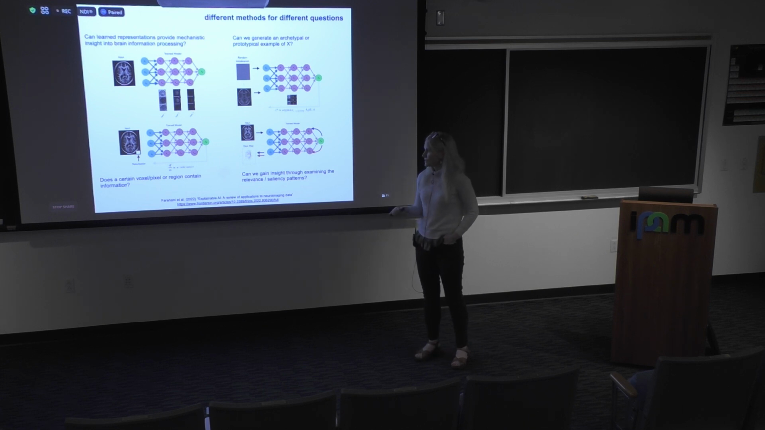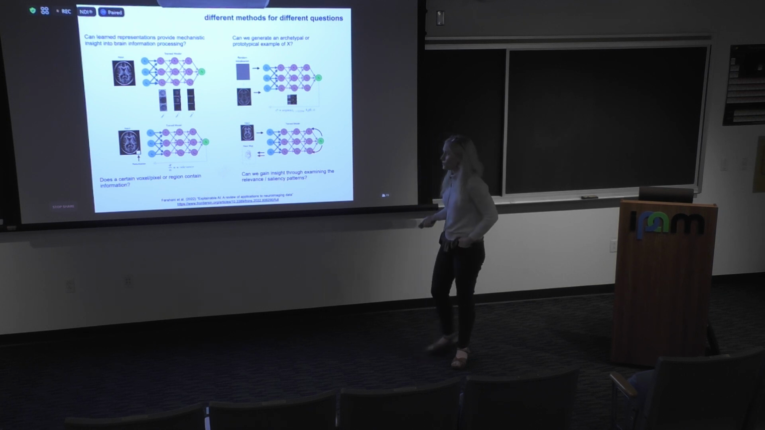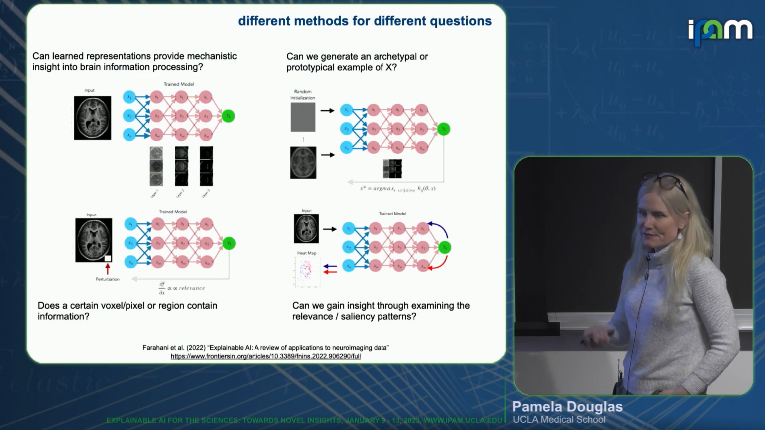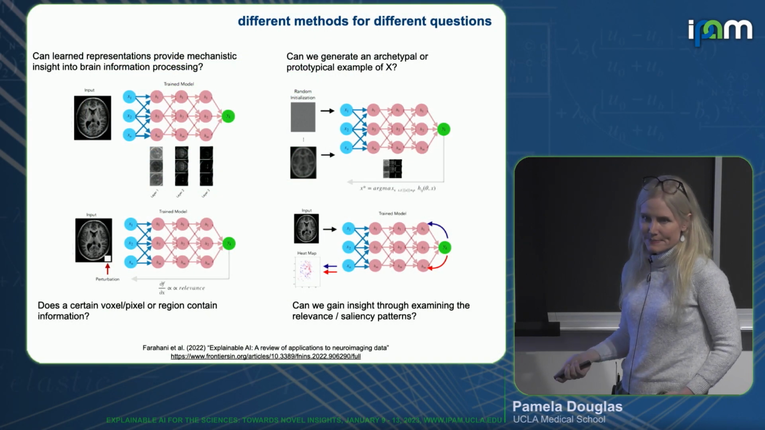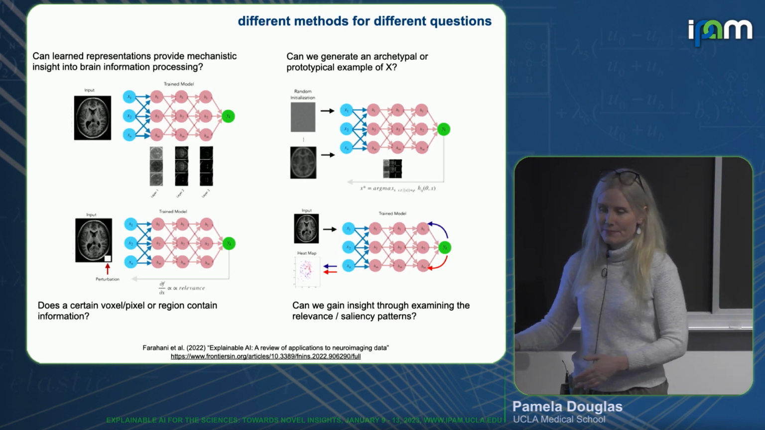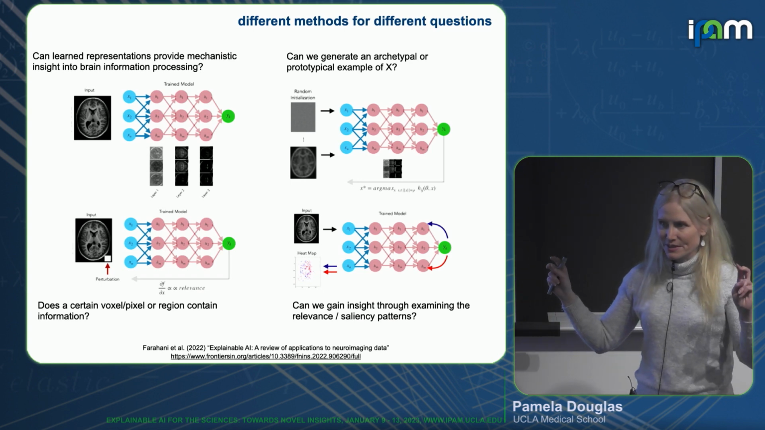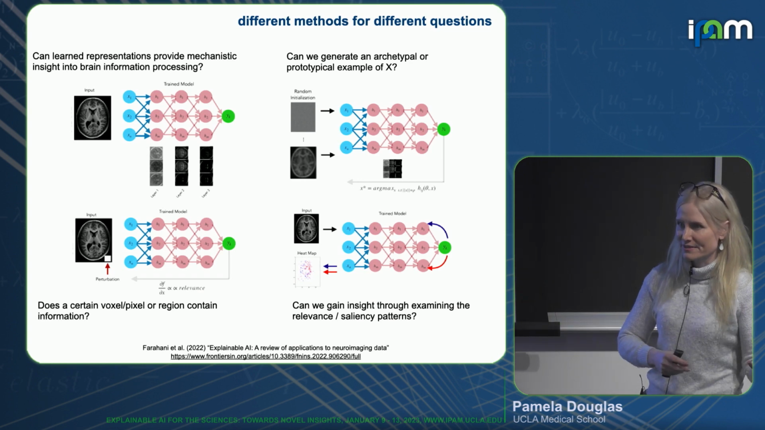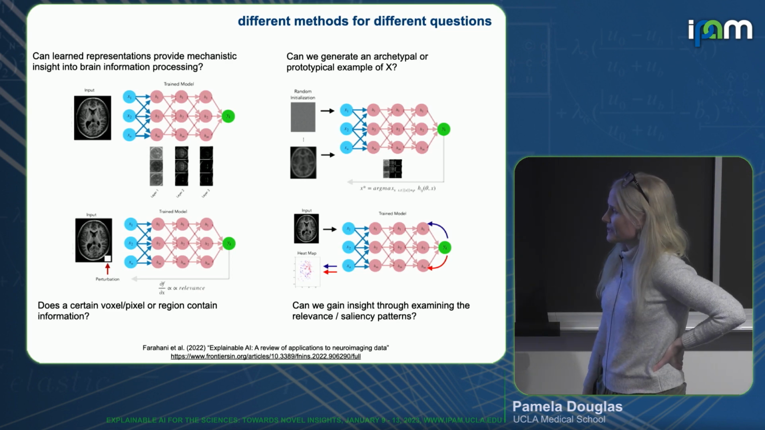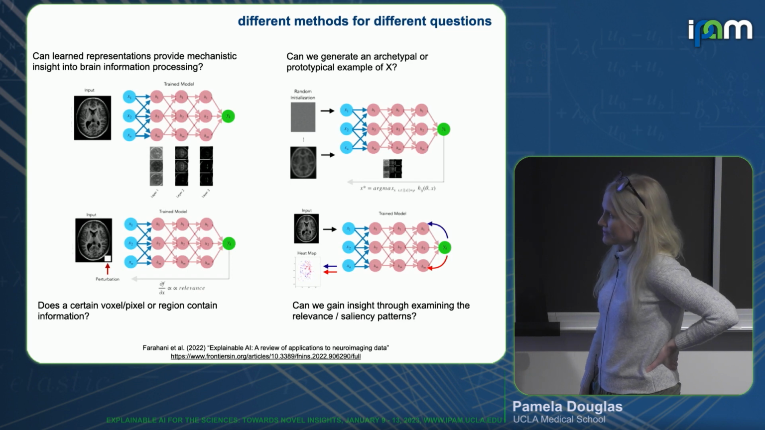This one here: does a certain voxel or pixel or brain region contain information? Usually that's approached by pixel flipping or dropping out information in a specific region. But unfortunately, if there's redundant information, which we expect in neural code, if you drop out information, it may be rescued, so to speak, by very similar information that's redundant in the neural code. So this is not a good technique for lots of reasons.